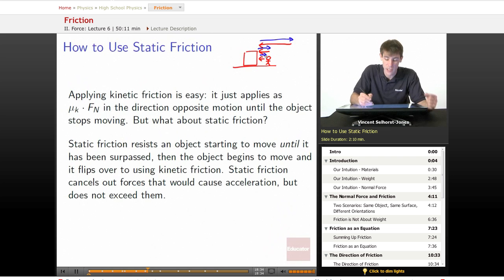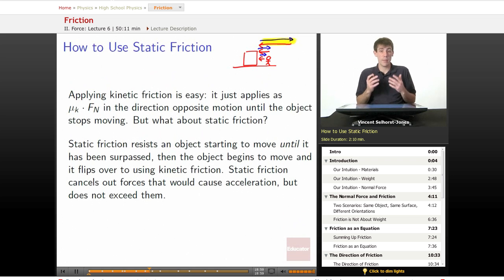Static friction is going to cancel out up to the amount of force, up to its maximum amount. So the maximum static friction. Static friction resists an object starting to move until it gets surpassed. So until we get to that really extreme case, we're always going to have the case that static friction is going to just oppose however much force is put into it. It's not going to put in more than that.